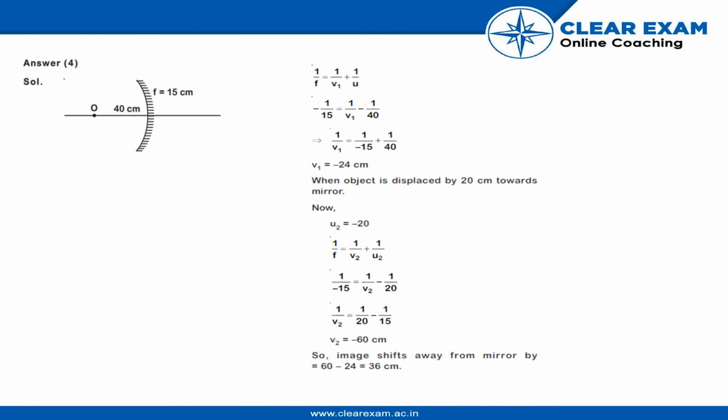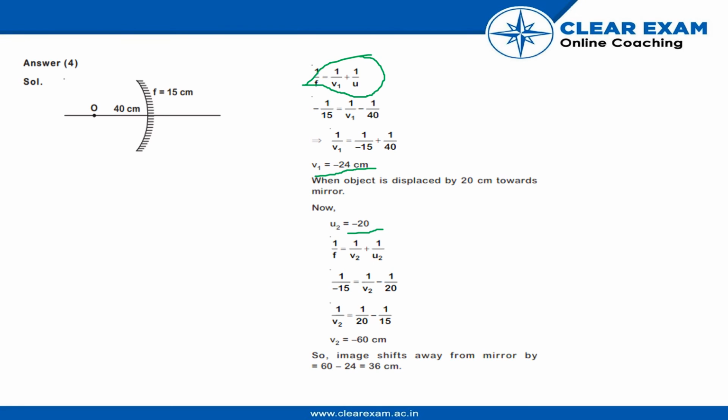So we will see here, according to the formula, 1 upon f equals 1 by v plus 1 by u, we will get the value of the initial image distance. So the initial image distance was minus 24 centimeter. Now the object is displaced 20 centimeter towards the mirror. So u2 will now be minus 20 centimeter.